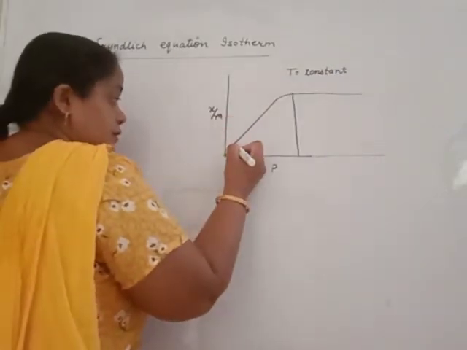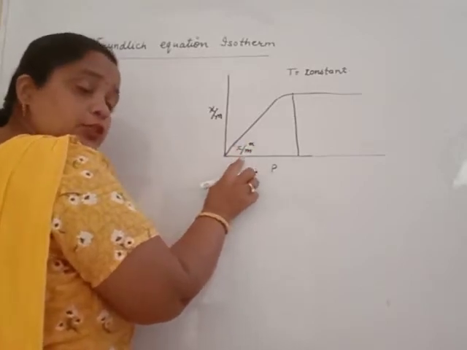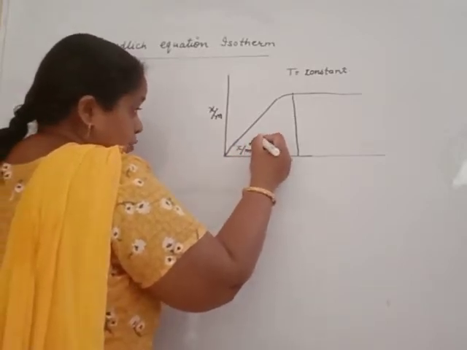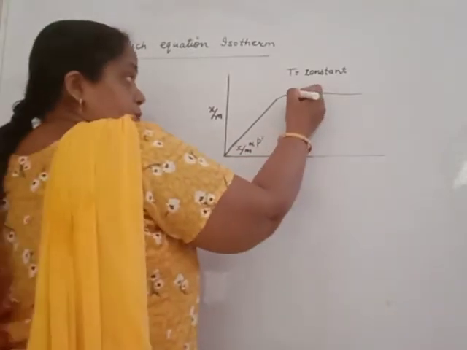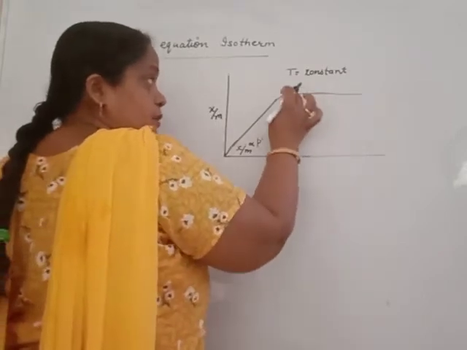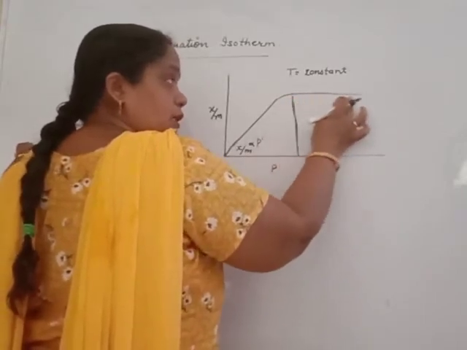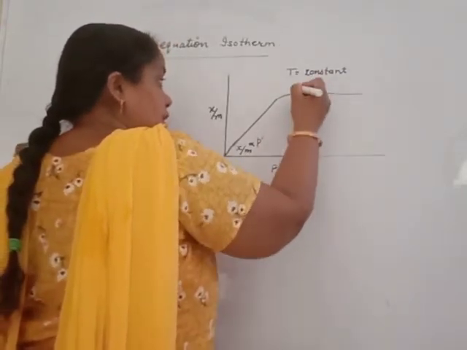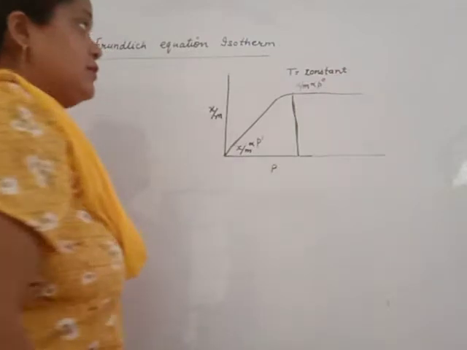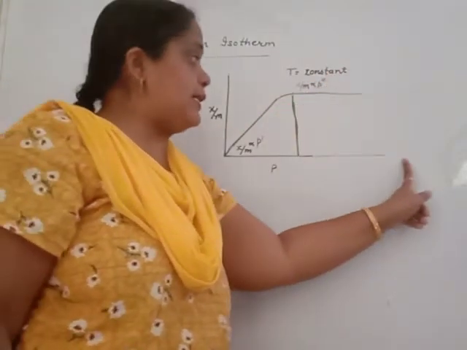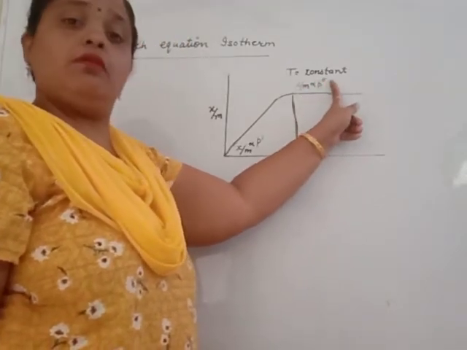Initially, the rate of adsorption of gas on the surface of the adsorbent is directly proportional to the pressure applied on that gas. After the maximum pressure, if we increase the pressure, the rate of adsorption does not increase, it remains constant. That means the rate of adsorption at maximum pressure does not depend upon the pressure. We increase the pressure but the rate of adsorption does not change.